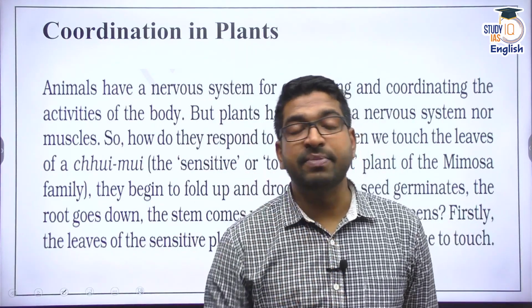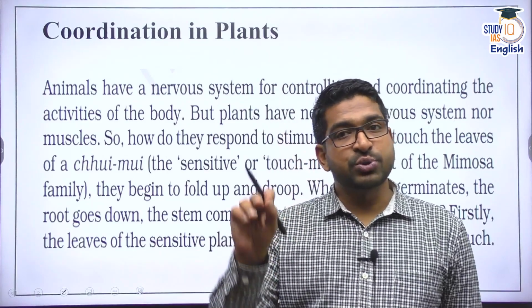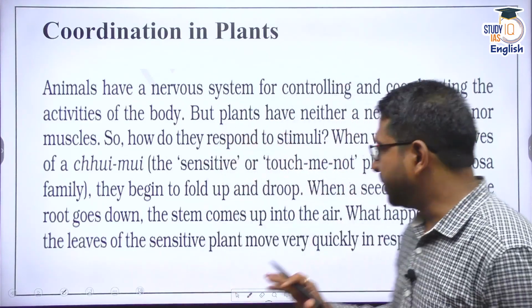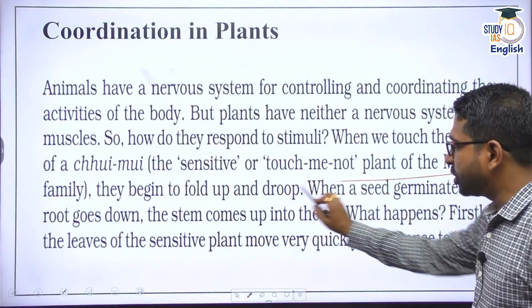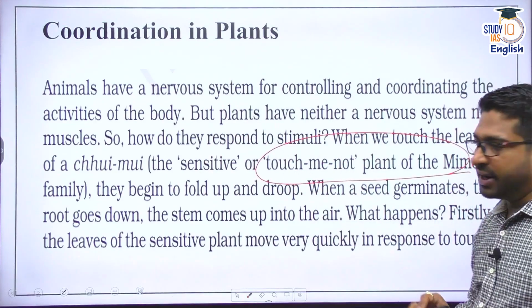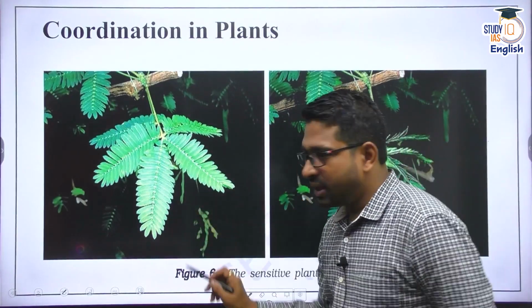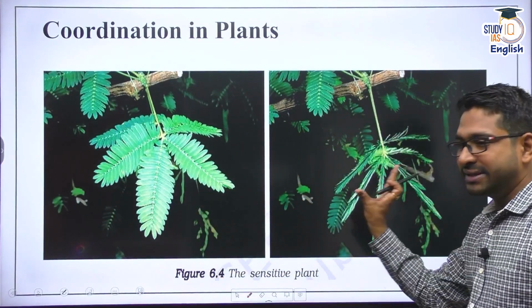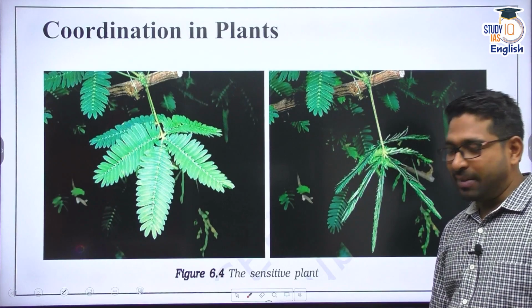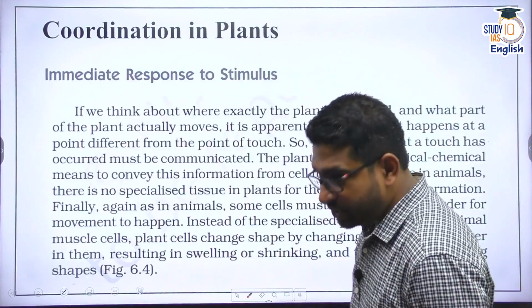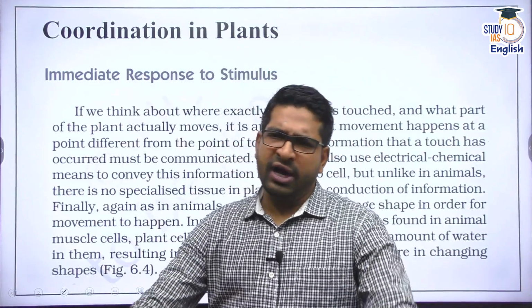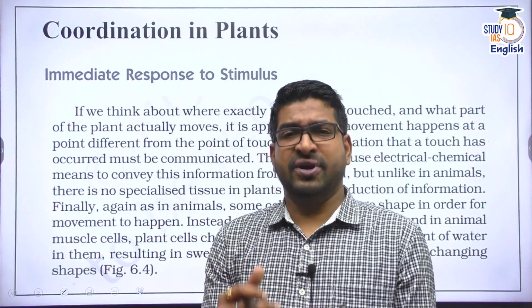As I gave you the example, they respond to some sort of stimulus. The classic example is the mimosa plant, or the touch-me-not plant. If you just touch this plant, it closes suddenly. How does this happen? I told you they do not have any nervous system, but they do have some sort of chemical signaling for sure.